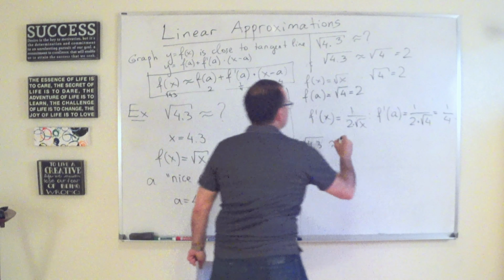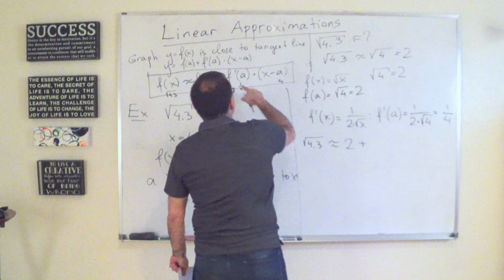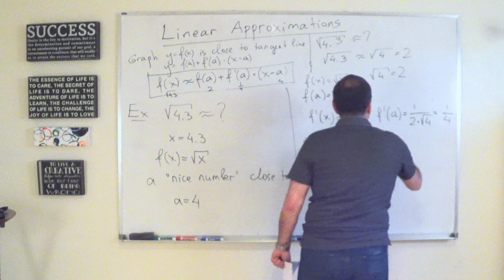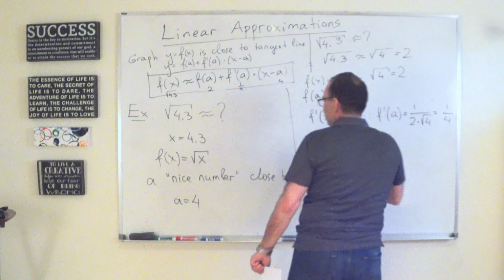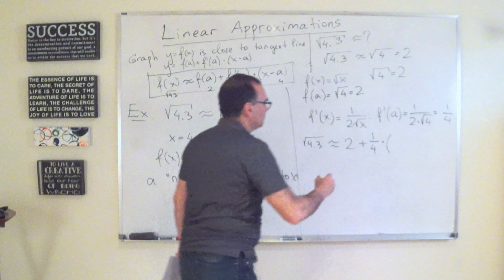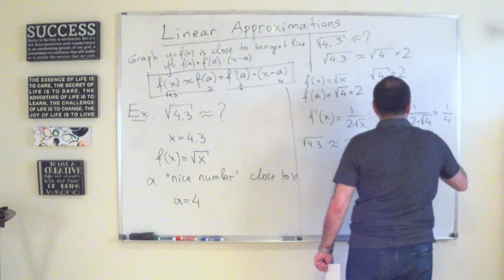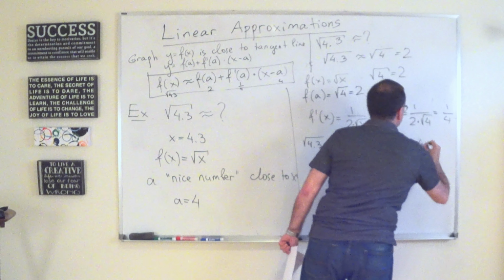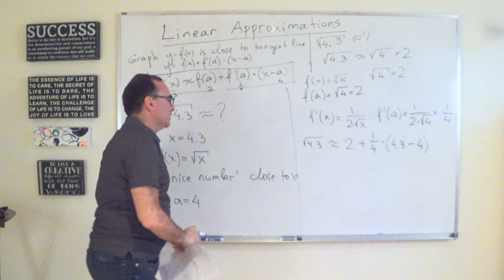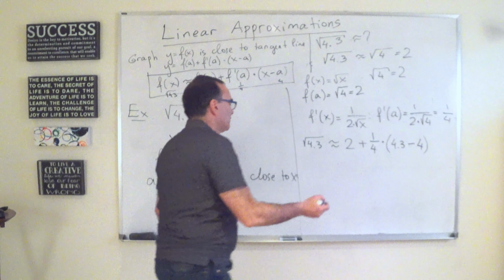f of a, which is 2, plus f prime of a, which is 1/4, times, open parenthesis, x value is 4.3, minus, and here we have a, which is just 4. Now this calculation is so simple that we can do it in our head, or using a calculator if we wish. So what is it?